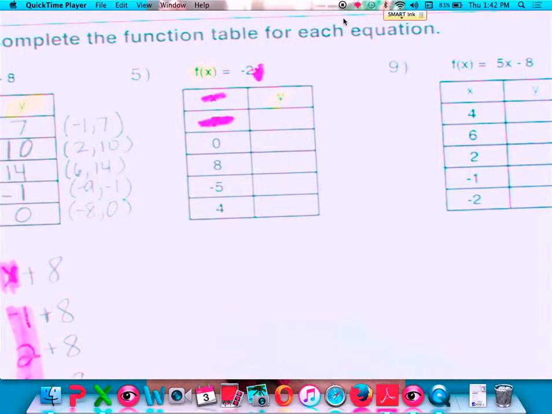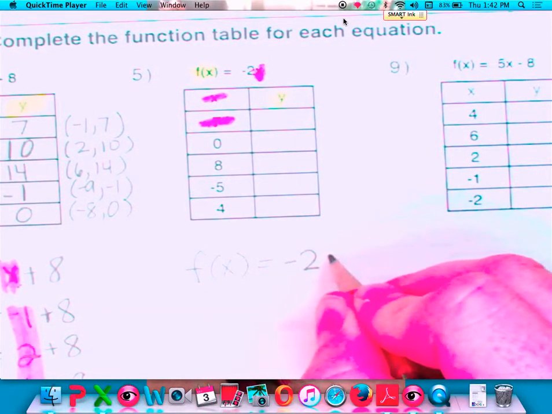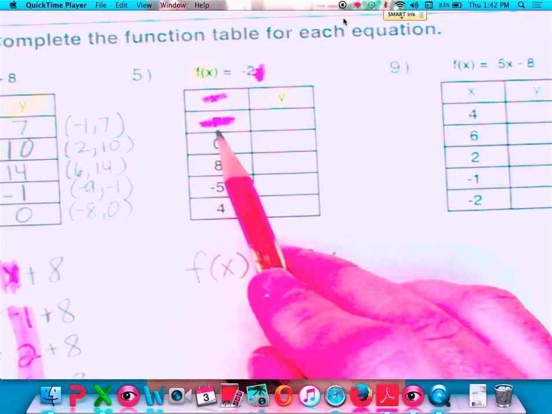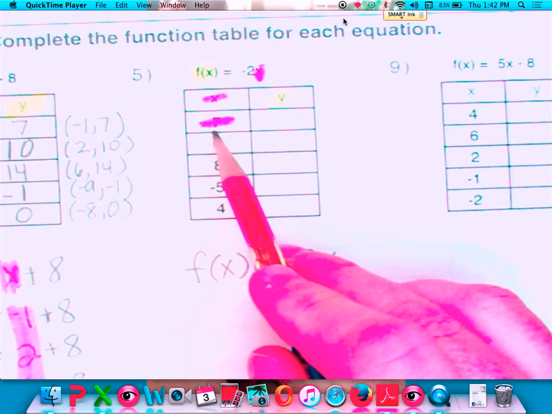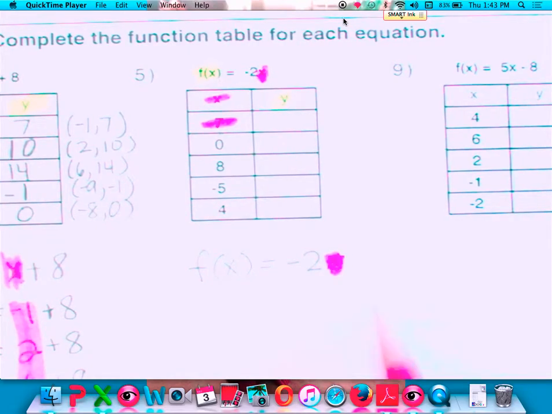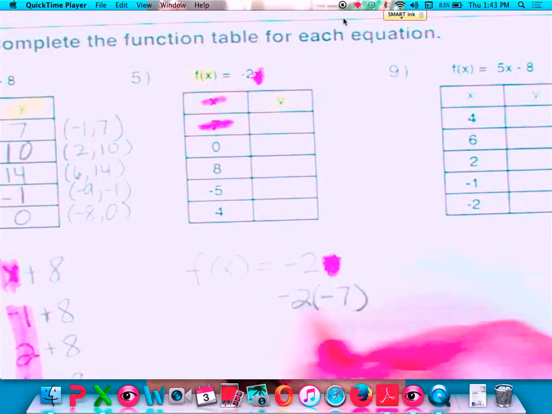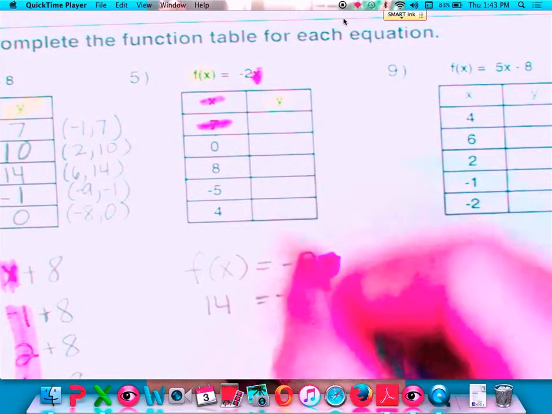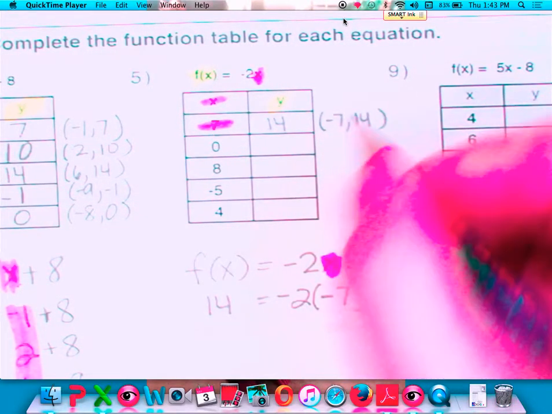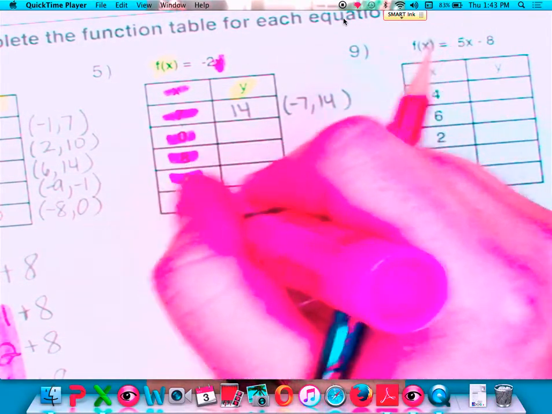So what I can do is put it on my paper. f of x, which is my y again, equals -2 times x. And I want to know what happens when the x is -7. So I'm going to put the -7 in where the x is. So that becomes -2 times -7. And that's going to give me 14. So that's my ordered pair: -7, 14.